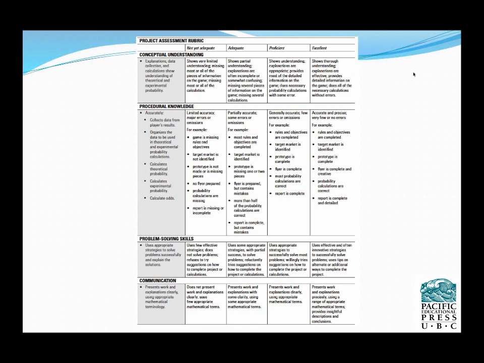Then as they present, that was actually the bottom section there, communication, presents work and explanations clearly. So you'd have a highlighter in hand, and as they present, you're going to highlight phrases that apply. Yes, they use some appropriate mathematical terms. I'm going to highlight that as they present to you.